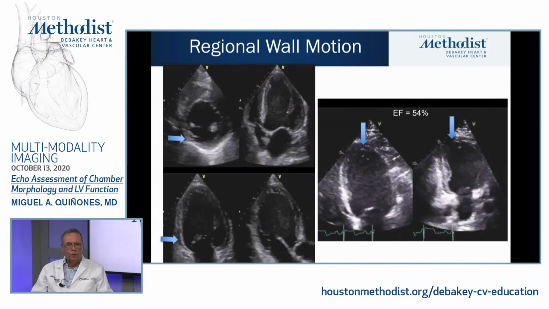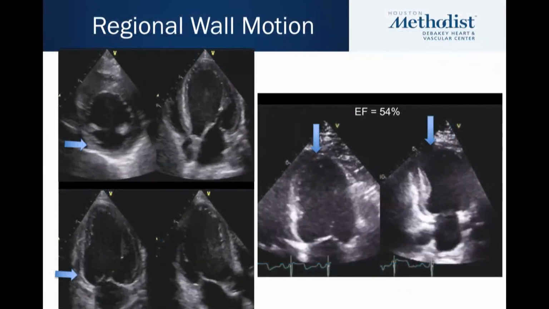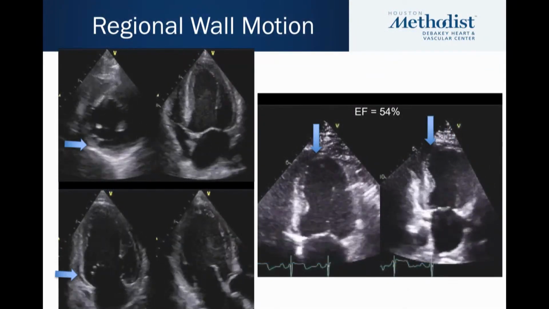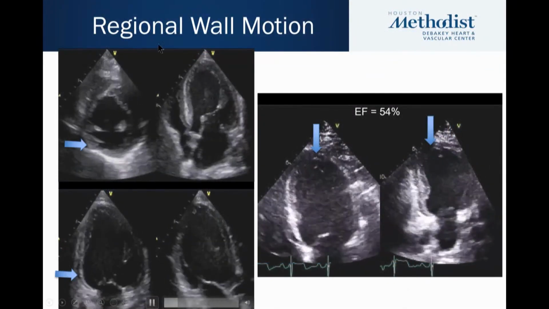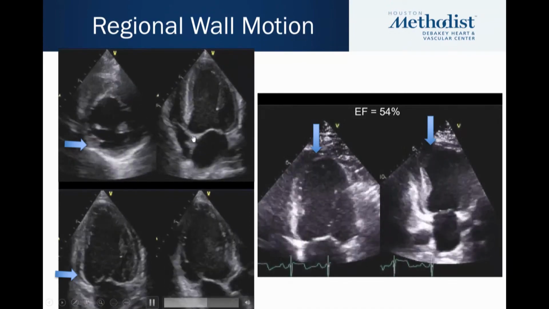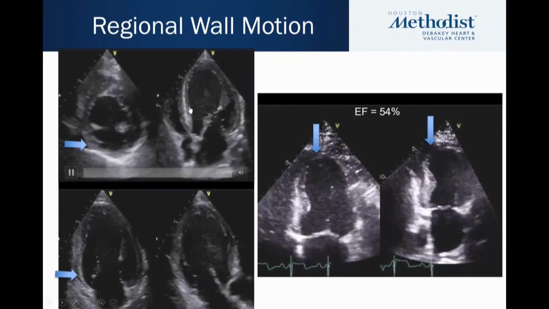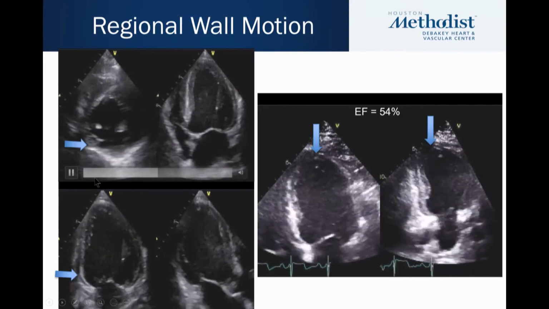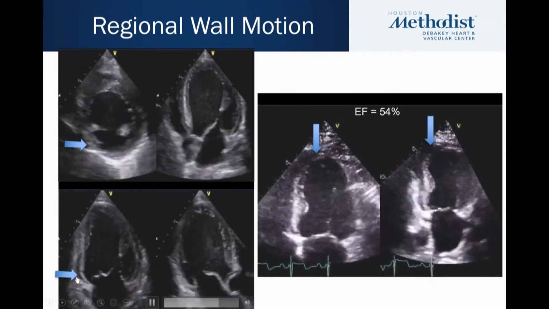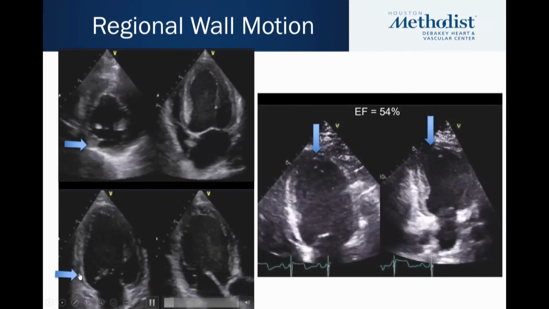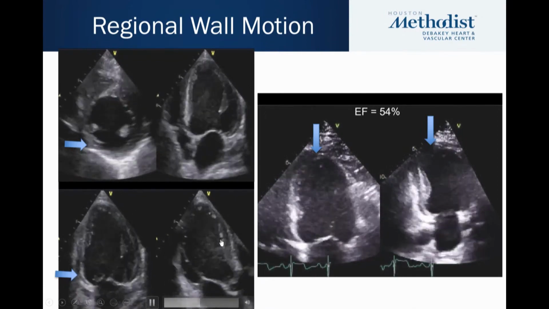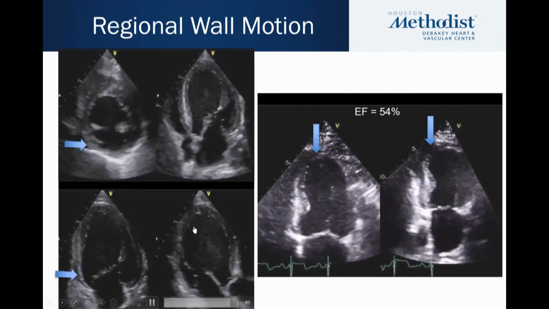Now, let's talk a little bit about regional wall motion, which is part of ventricular function. Here we have 2 nice examples. This patient here has clearly global dysfunction and an EF that is in the 30s. There is diffuse hypokinesis. However, this area of the inferior wall is clearly akinetic. So there is some regional abnormality in the face of a global dysfunction.